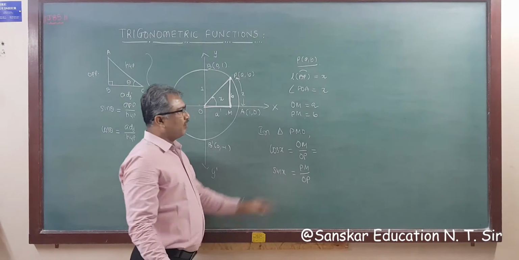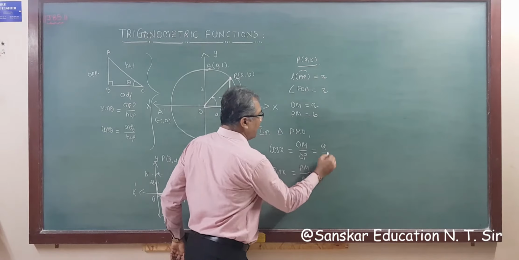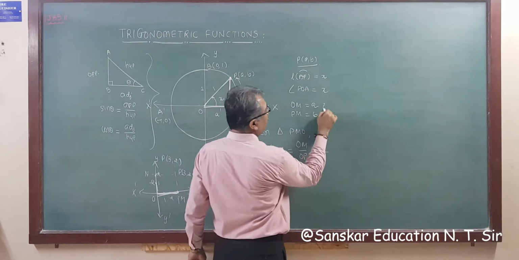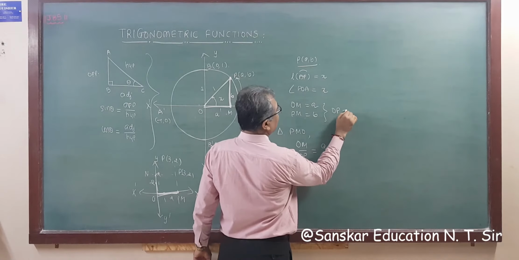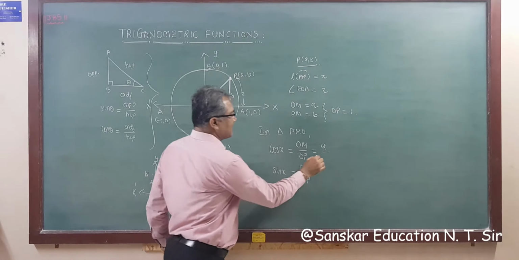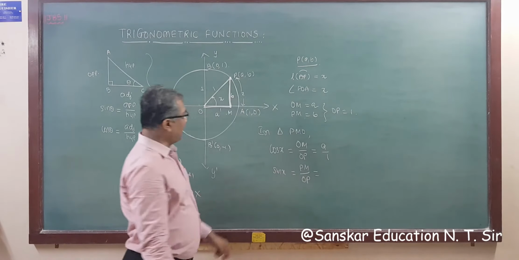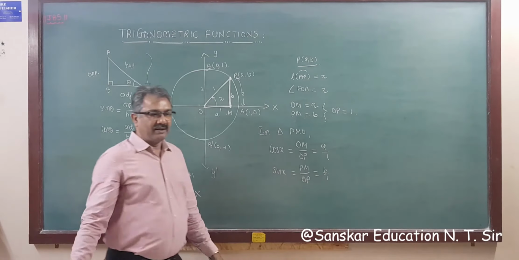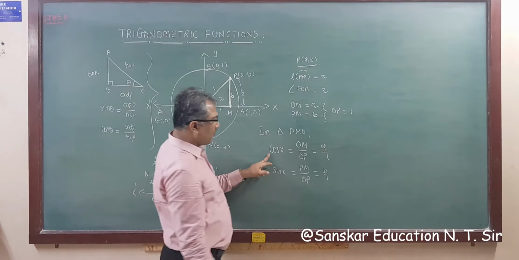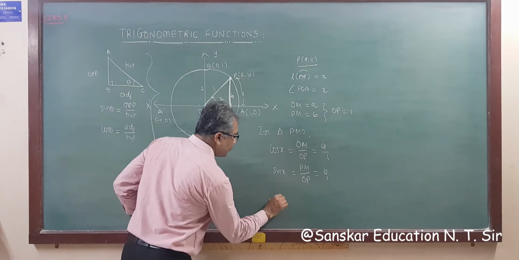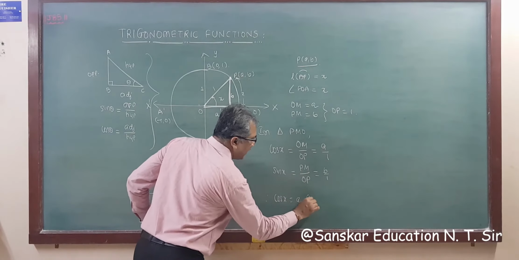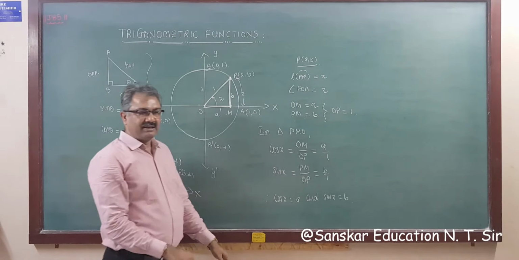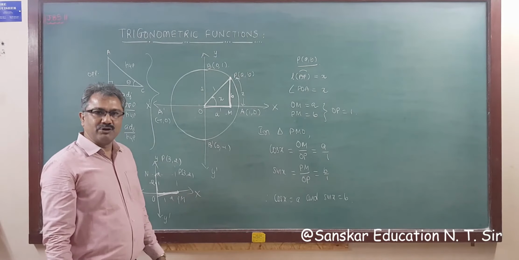Now OM is A and OP is the radius of the unit circle, that is 1. So this is A and this is PM, which is B, upon 1, right? So from this, cos x is equal to A and sin x is equal to B.